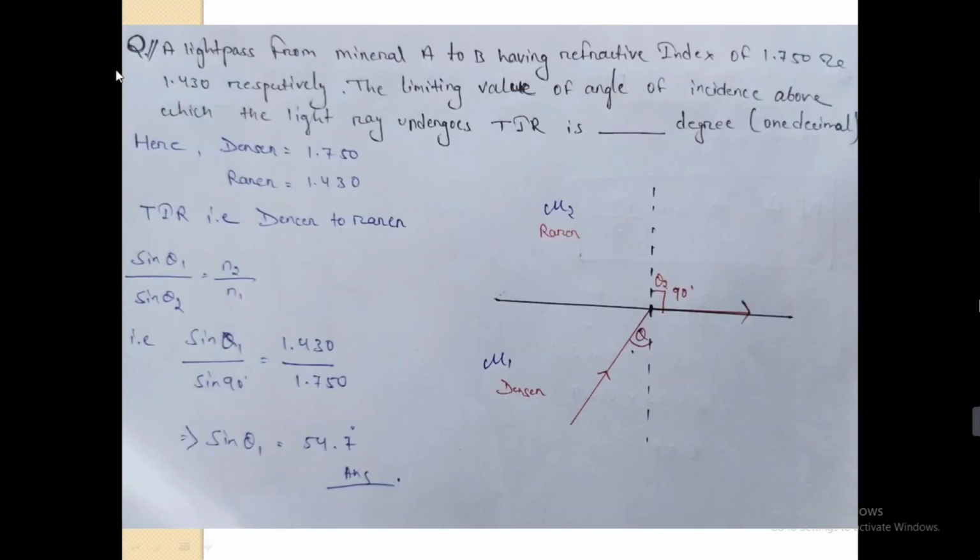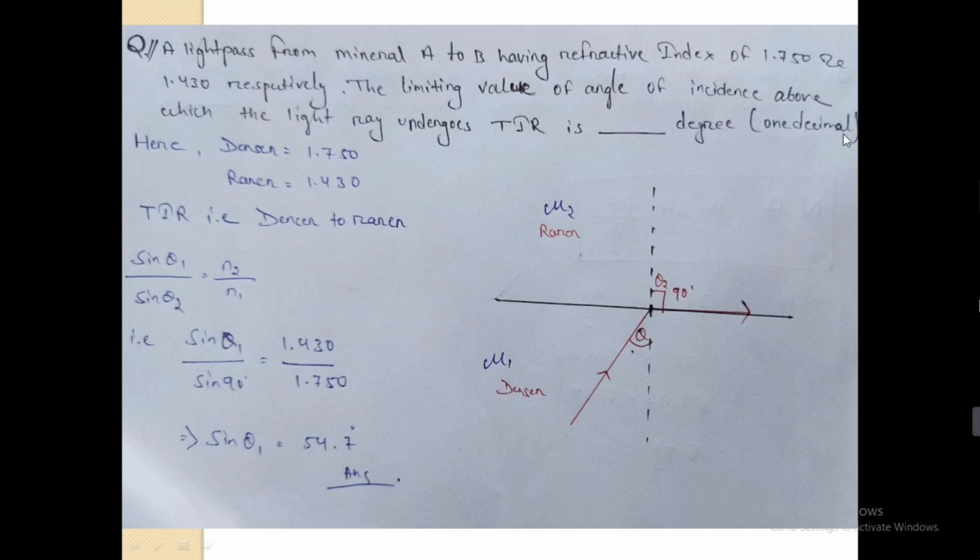The first question: a light passes from mineral A to B having refractive index of 1.750 and 1.430 respectively. The limiting value of angle of incidence above which the light ray undergoes total internal reflection is dash. The answer is asked in 1 decimal place.